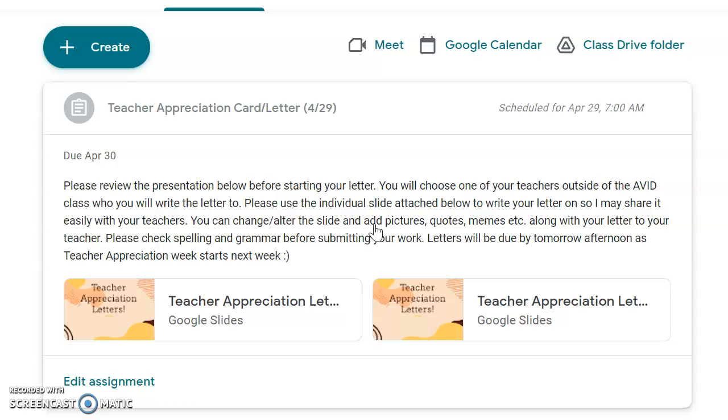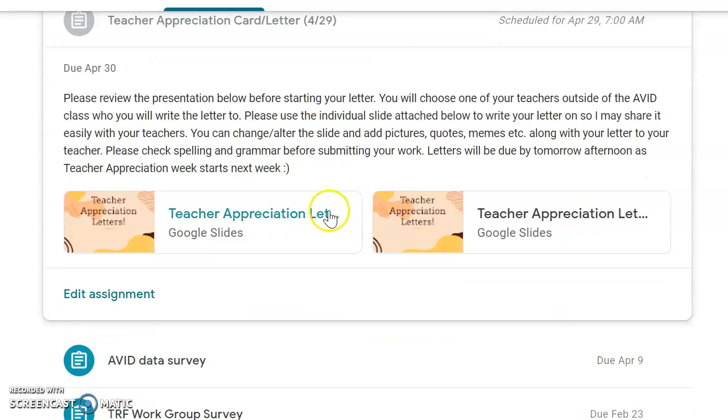So we want to make sure that you guys are going through and giving these teacher appreciation letters to other staff on campus. Although I know you guys appreciate everything we do here in AVID, and I appreciate you, we want to give some love to our other teachers on campus. If you're looking at this assignment on Google Classroom, it says Teacher Appreciation Card / letter 429, and that is what you guys are doing.